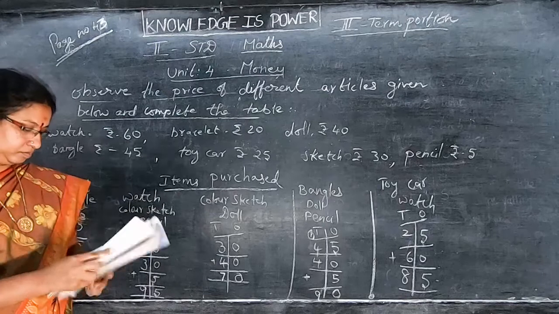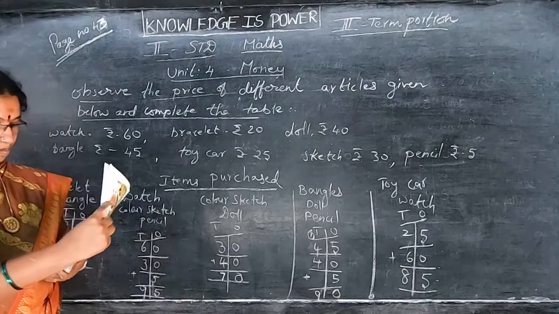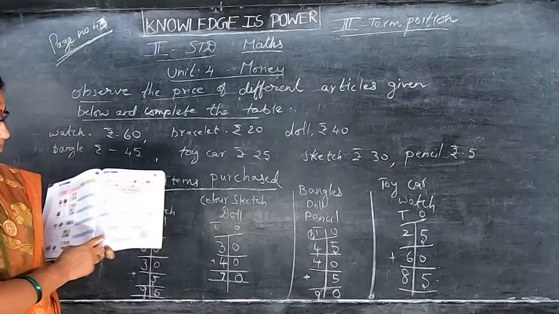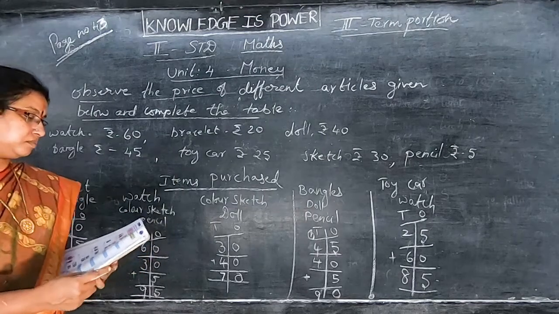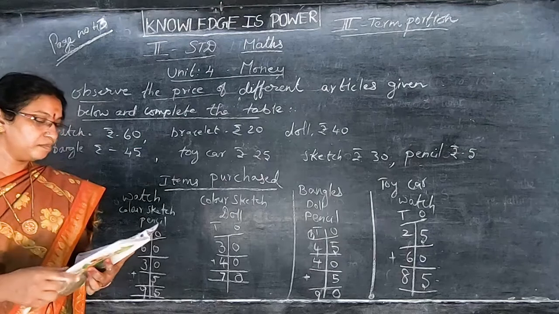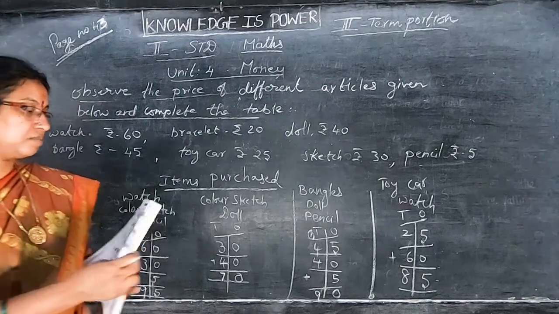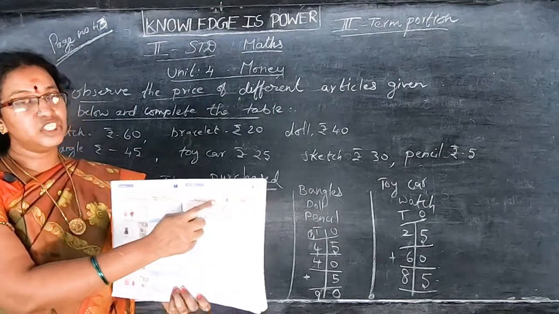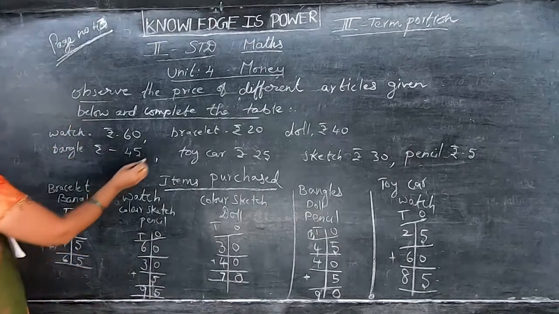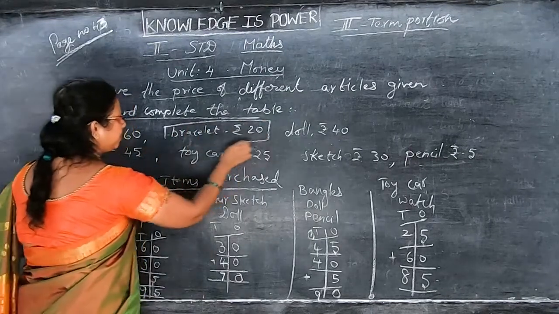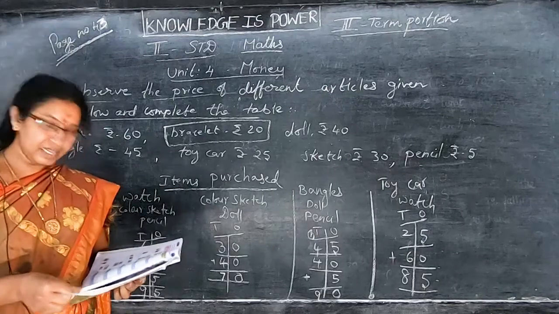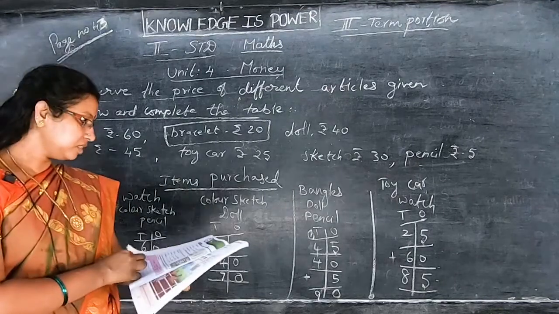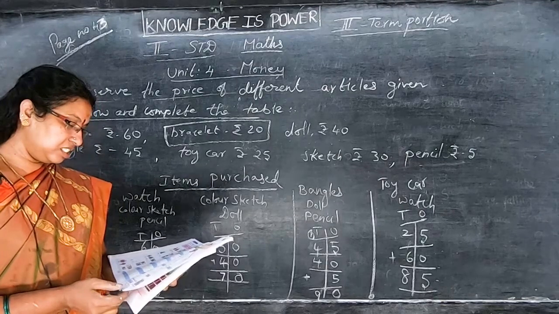Okay. So you write in this box what you will buy for 20 rupees. The bracelet is 20 rupees. See here, the cost of the bracelet is 20 rupees. Then you can buy this bracelet only. So you write in that box, I will buy a bracelet. By this we are finishing this lesson, children.